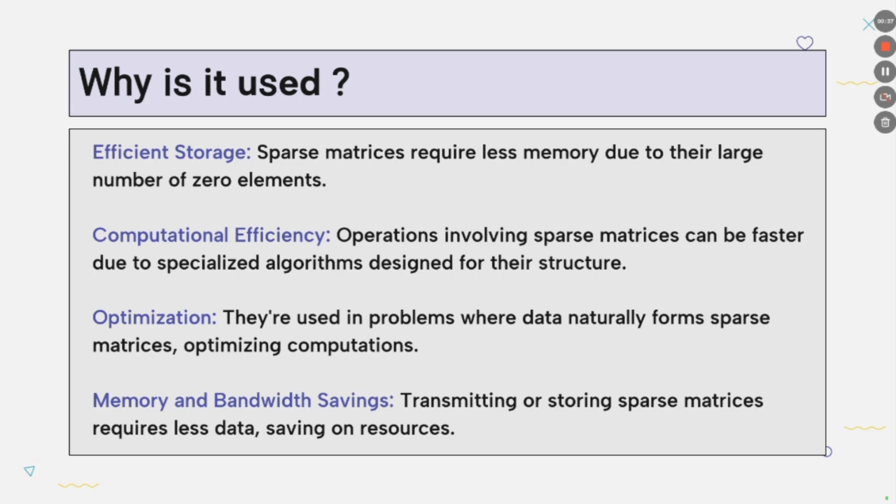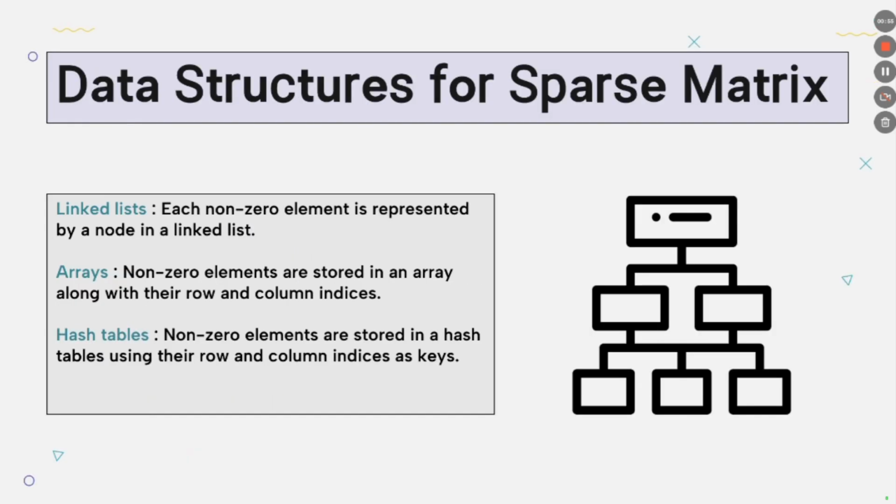So other than this, you might be having a question like, why is it used? We use sparse matrix because it provides better storage efficiency, and it provides better computational efficiency, and it can be well optimized in the tech world, and it even provides better memory and bandwidth saving, so that it allows us to transfer huge data across the globe at faster speeds.